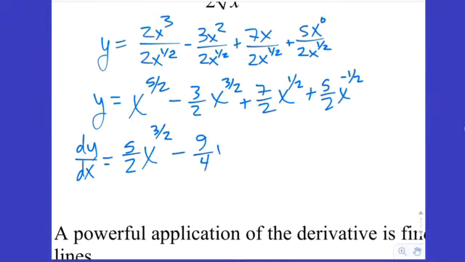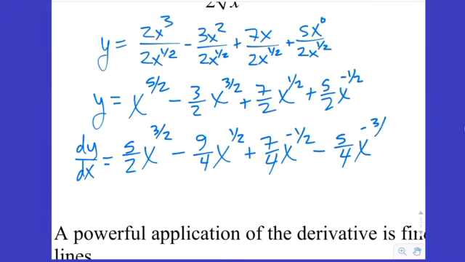3 halves times 3 halves, 9/4. You multiply straight across. X to the 3 halves minus 1, Garel? 1/2. Fantastic. Plus, 1/2 times 7 halves is 7/4. X to the 1/2 minus 1, negative 1/2. And then finally, the last one, minus 5/4 x to the negative 1/2 minus 1, negative 3 halves.